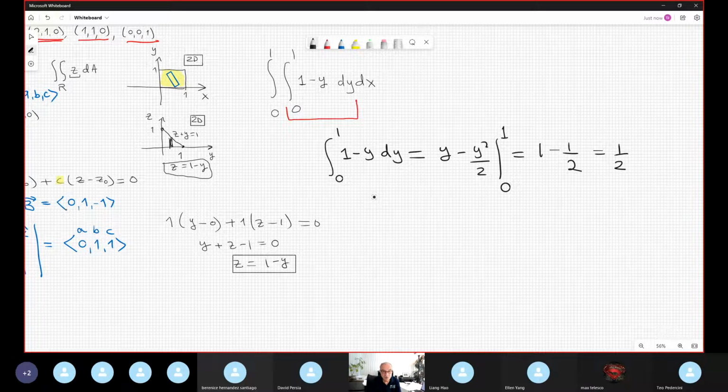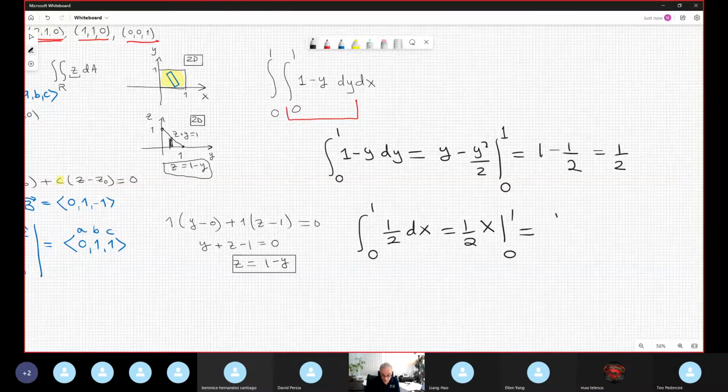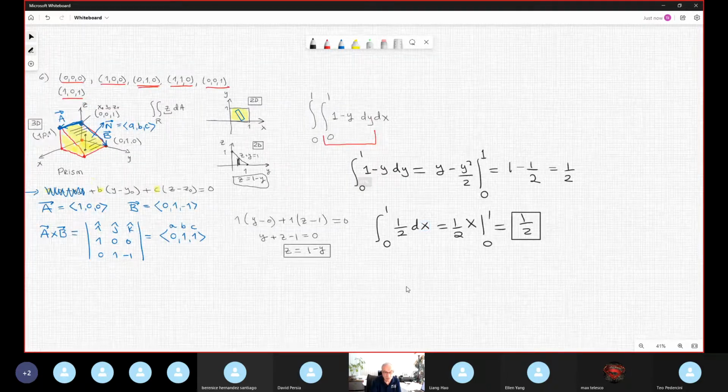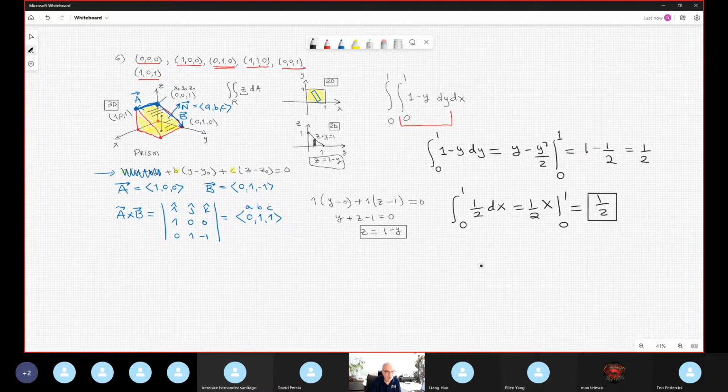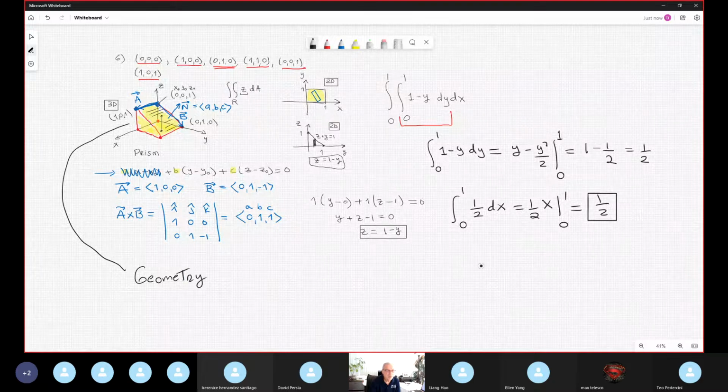So, plugging in the second integral, which is the integral in dx, it is 1 half dx. It is obvious that the antiderivative of dx is x. Don't forget 1 half. Evaluating between 0 and 1, the answer is 1 half. And this 1 half represents the volume of this solid, which is a prism. And this is no surprise. Using elementary high school geometry, I can see that this is a triangle.